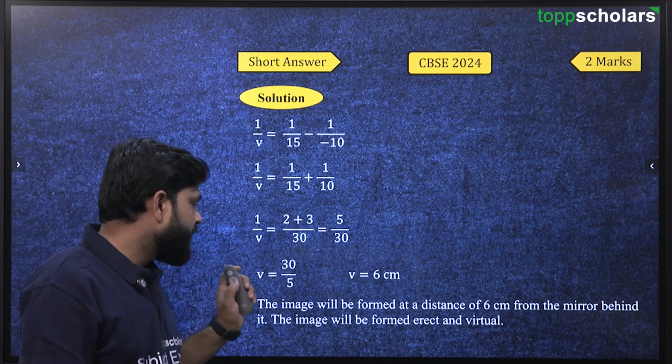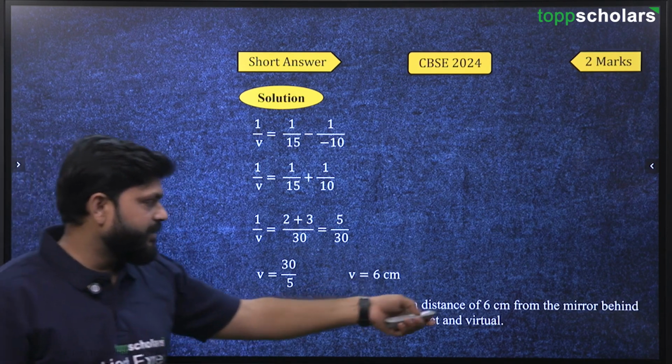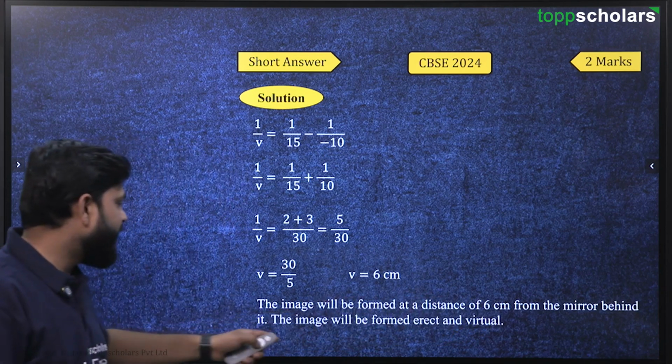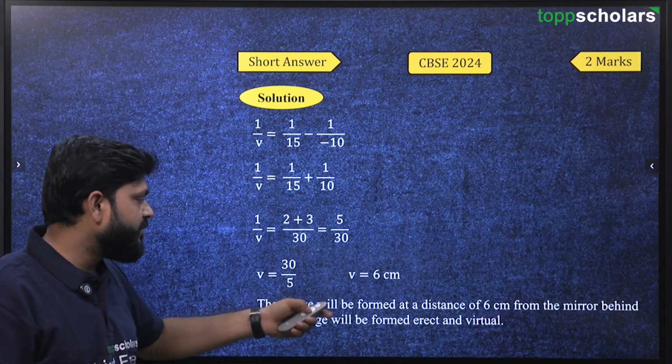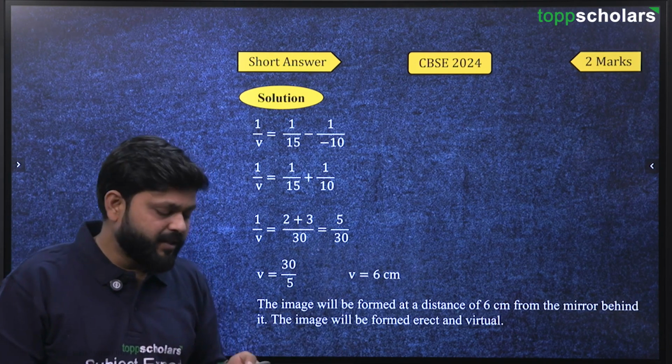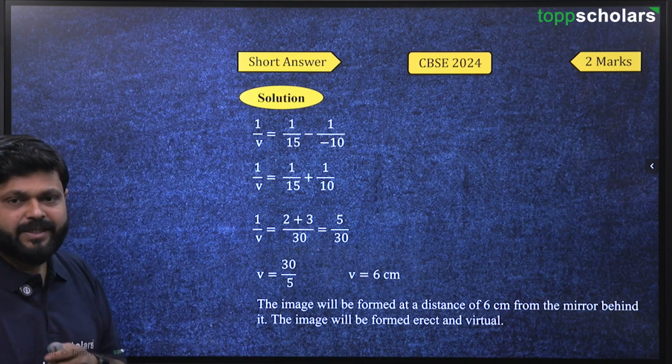Now, the image will be formed at a distance of 6 centimeter from the mirror, behind it. The image will be erect and virtual. We know that from a convex mirror we always get a virtual image.